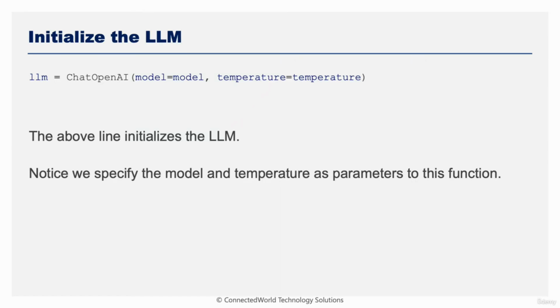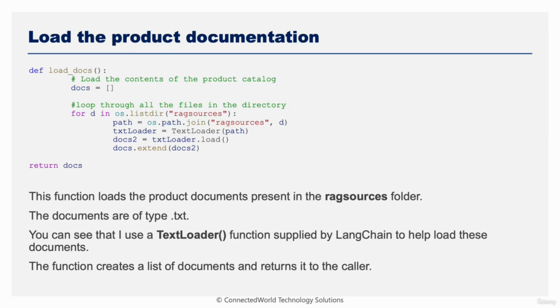Let's dive deeper into some of these functions. First, we have a line which initializes the LLM, and that is shown here. And notice we specify the model and the temperature as parameters to this function. Then we have the function to load the documents. This function loads the product documents that are present in the RAG sources folder, and they are of type .txt. You can see that I use a text loader function supplied by LangChain to help load these documents. The function creates a list of documents and returns it to the caller.